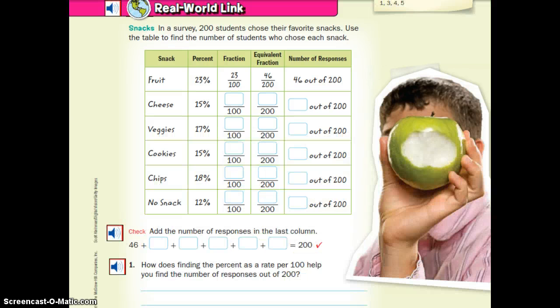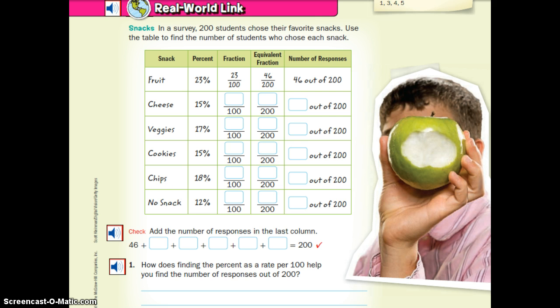All right, I have a guest speaker. Take it away. In a survey, 200 students choose their favorite snacks. Use the table to find the number of students who choose each snack. Fruit, 23% equals 23 over 100 equals 46 over 200, which is 46 out of 200.